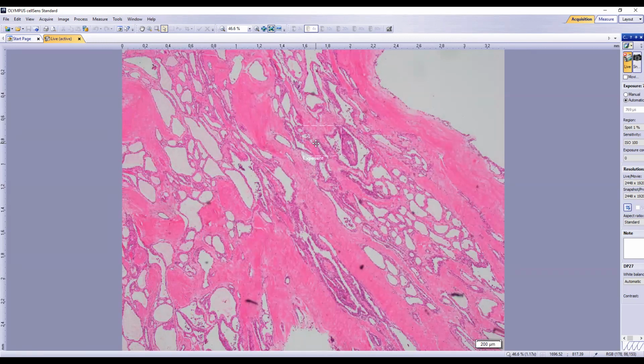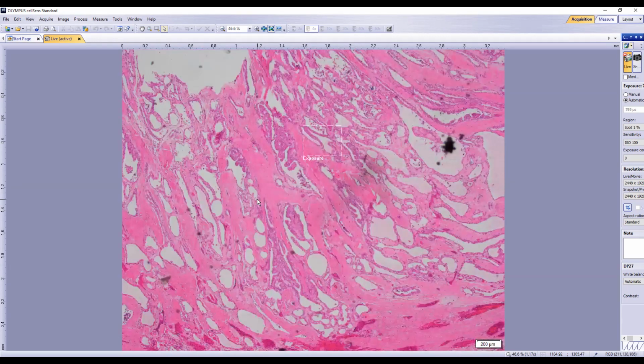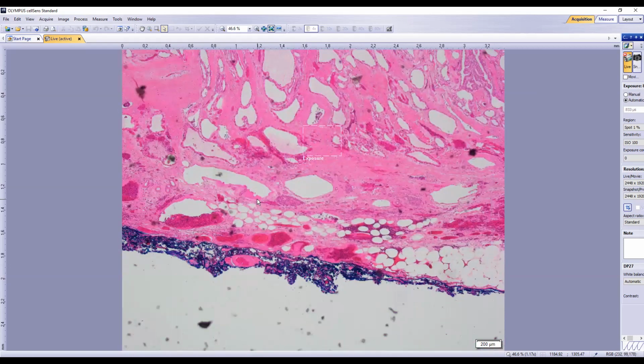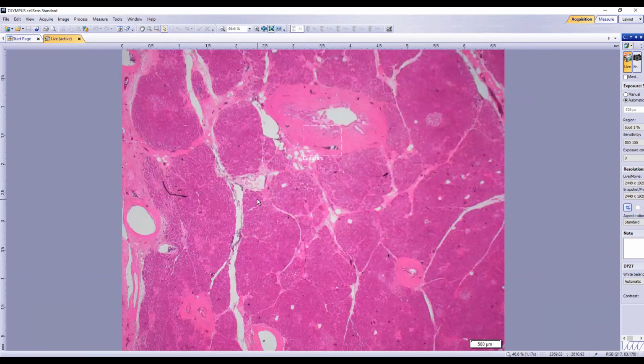So these were some of the unknowns that I recently gave to our residents. Let's start with the first one here. It's a 45-year-old female with a 3-centimeter solid and cystic lesion in the body of the pancreas. And this is what I have. I'll slowly move around. Just to give you an example, here is the background pancreas. This is the pancreatic duct.